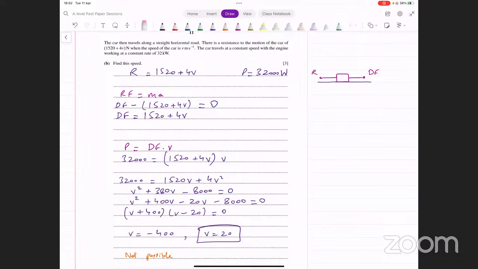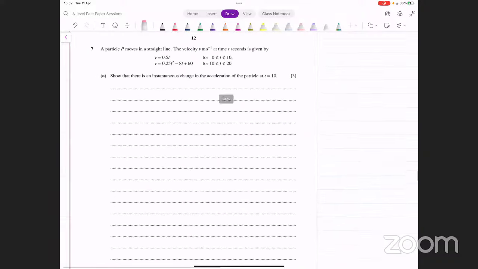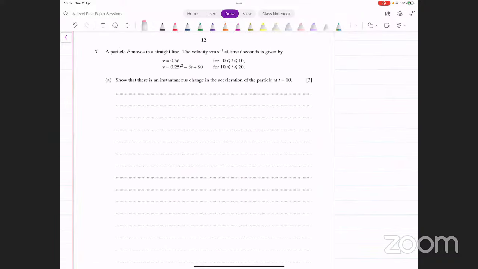We are again running out of time, so we need to be a bit quick and do this last question. There's a particle P that moves in a straight line. The velocity v at time t seconds is given by these two equations, we need to show that there is an instantaneous change in the acceleration of the particle at t equals 10. Instantaneous change का मतलब है एकदम जो है वो time equals 10 के ऊपर acceleration change हो जाती है, यानी कि first equation से आपको जो acceleration मिलती है वो different है और second equation से acceleration मिलती है वो different है. That's what you have to prove.